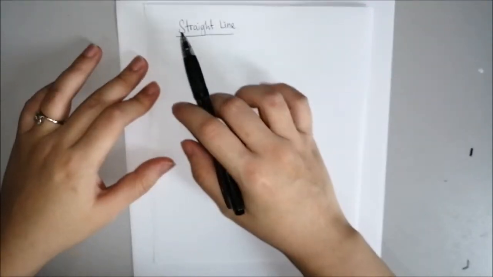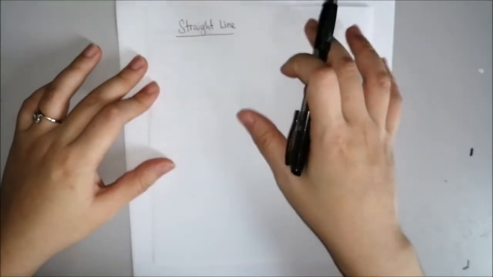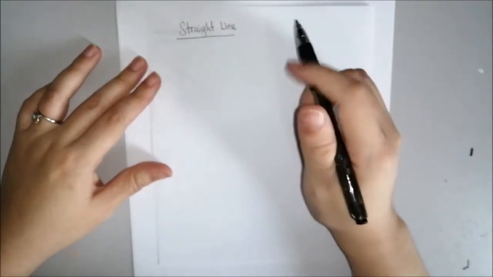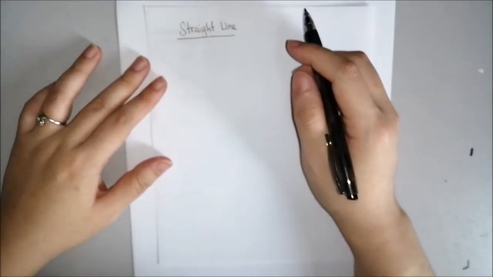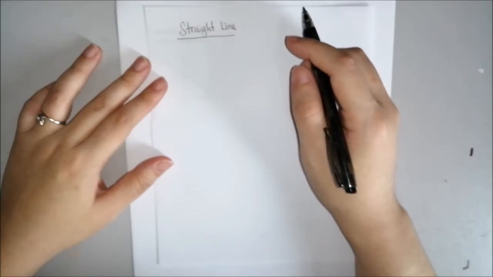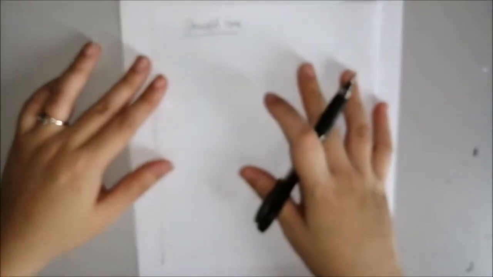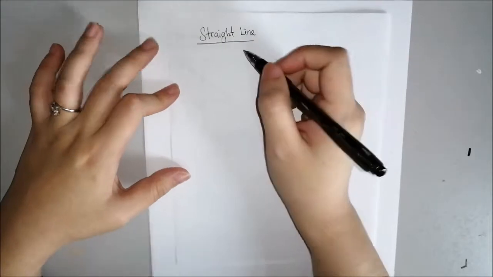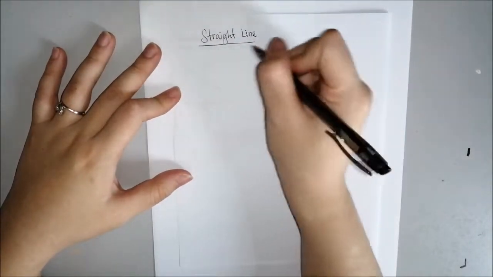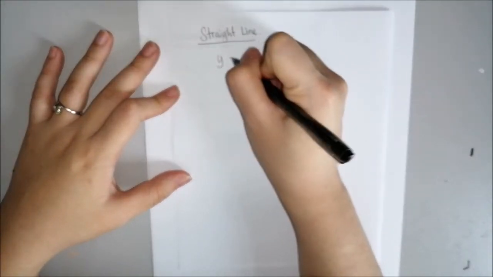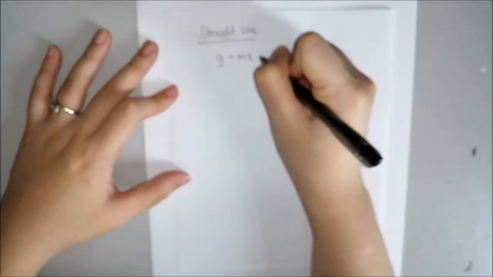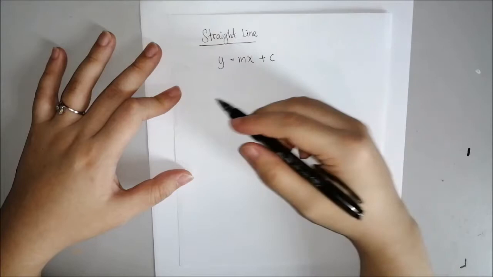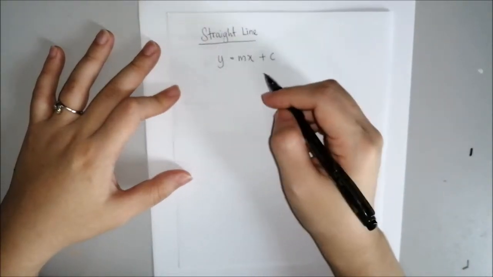So today I'm going to teach you about straight line. I will teach you about parallel straight line and perpendicular straight line. So straight line, what is the equation of a straight line? Straight line equation is y equals to mx plus c. Okay, so basically this is our formula, this is our equation.